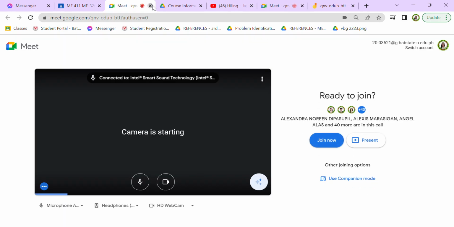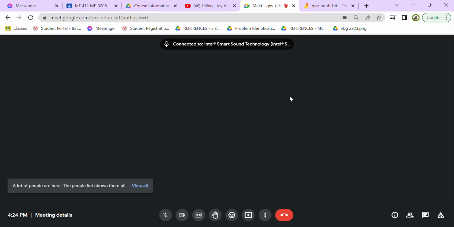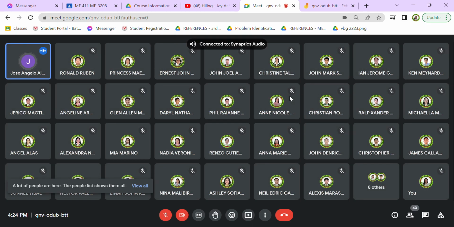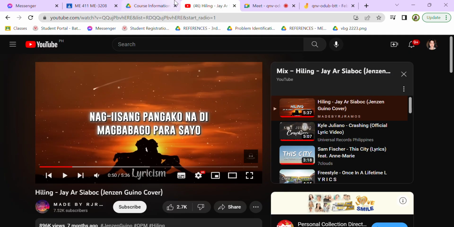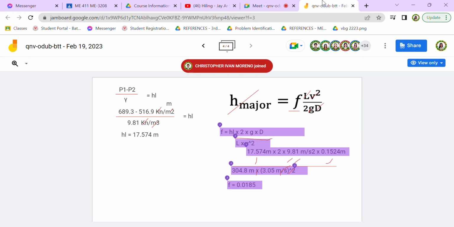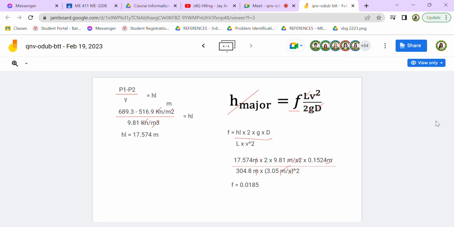Will be 0.0185. Dimensionless number, meaning wala siyang unit. Okay, going back to the problem, analyze na muna ulit natin. Gumamit tayo dito ng Darcy-Weisbach equation kasi yung hinahanap is si friction factor. At the same time, gumamit tayo ng Bernoulli equation para ma-determine naman natin yung major head loss due to the drop in pressure kasi wala nang ibang nag-constitute ng major head loss dito kundi yung pressure drop lang. Kasi na-cancel out natin si velocity head, na-cancel out natin si elevation head.